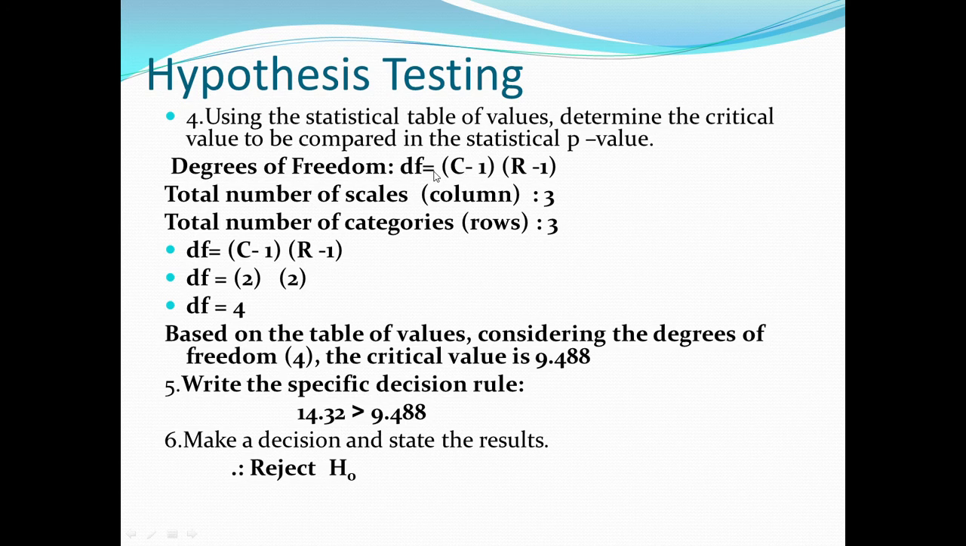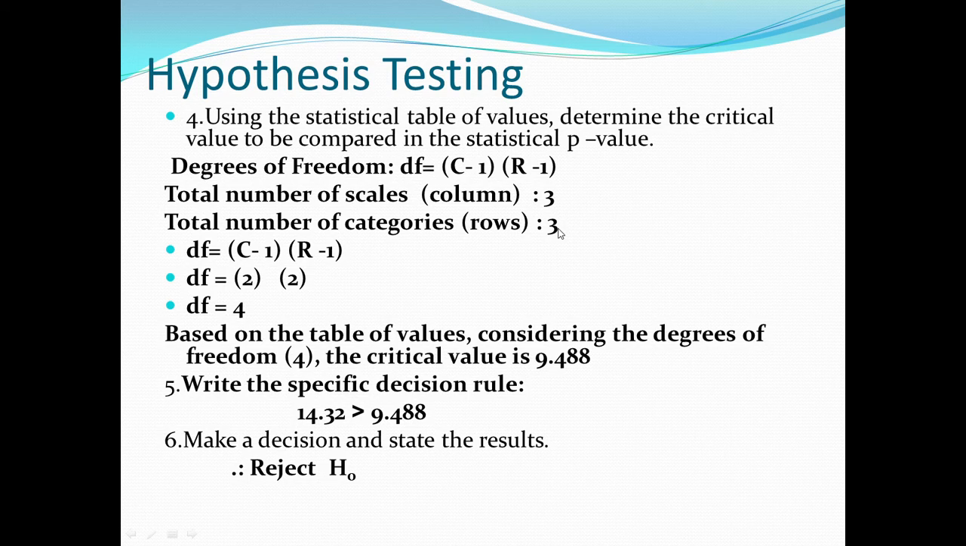So, degrees of freedom is equal to C. This C means column. Minus 1 times R, row, minus 1. Okay. So, saan natin nakuha yung 3? Total number of skills kasi natin ay 3. And the total number of categories natin or yung rows natin ay 3 din.